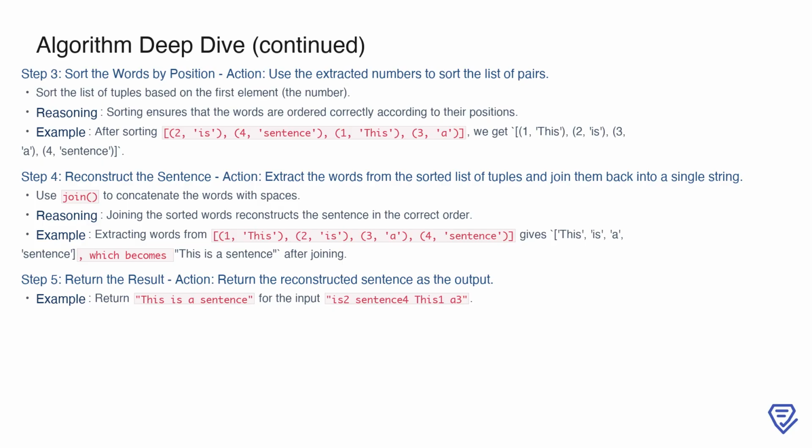Sorting the list of tuples based on the numbers ensures that the words are reordered correctly. In this case, sorting (2, is), (4, sentence), (1, This), (3, a) results in (1, This), (2, is), (3, a), (4, sentence). After sorting, the final steps are straightforward. We extract the words from the sorted tuples and join them back into a single, cohesive string using the join method. This produces the reconstructed sentence, such as "This is a sentence", which is then returned as the output.